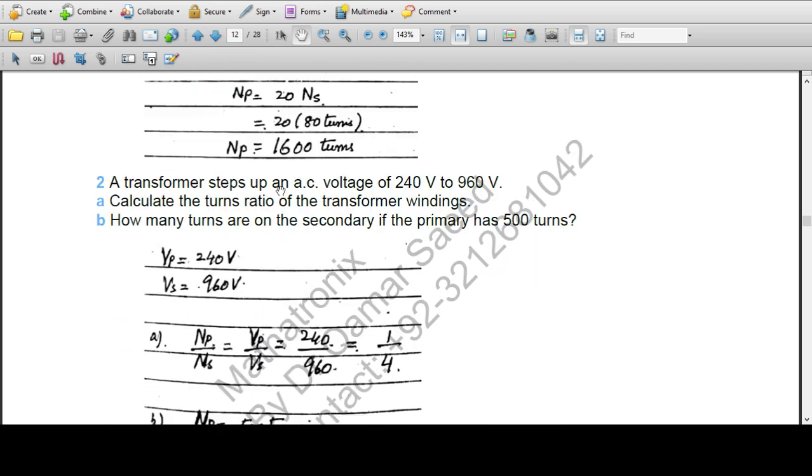A transformer steps up an AC voltage of 240 volt to 960 volt. This is stepping up from this voltage to this. Calculate the turns ratio of the transformer winding. So primary voltage is 240 volt, secondary voltage is 960 volt. So the number of turns, primary to secondary, is equal to primary voltage to secondary voltage, 240 divided by 960. So the number of turns on the primary is 1, then the number of turns on the secondary is 4.